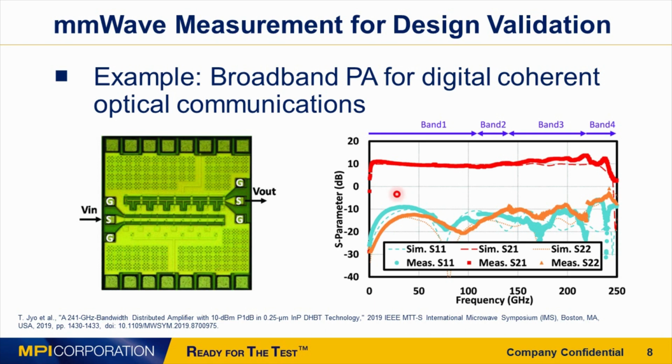In modern high-speed digital coherent optical communication systems, digital to analog converters are important function blocks which convert digital signals from digital signal processors to analog signals. In such a system, mixers and power amplifiers are the most important components and must have a bandwidth of 200 GHz or greater. Here is one example of a broadband power amplifier operating in 4 frequency bands, from DC up to 250 GHz, and developed for such a system.